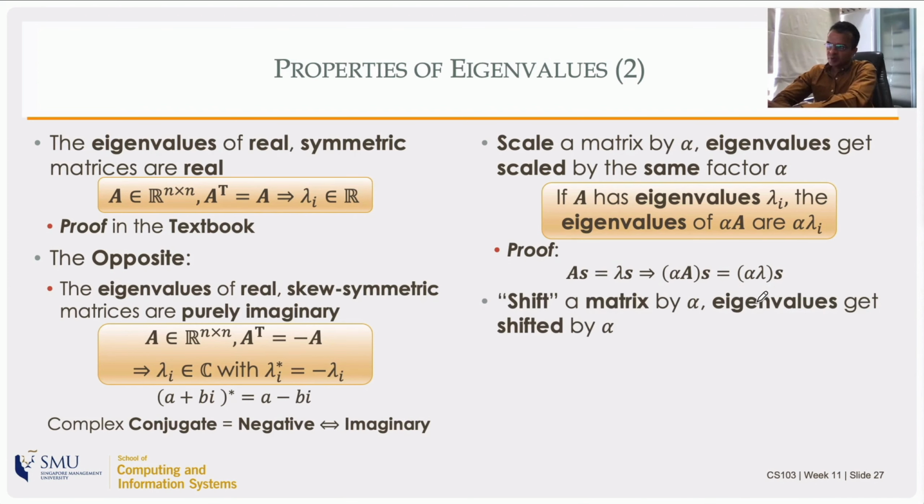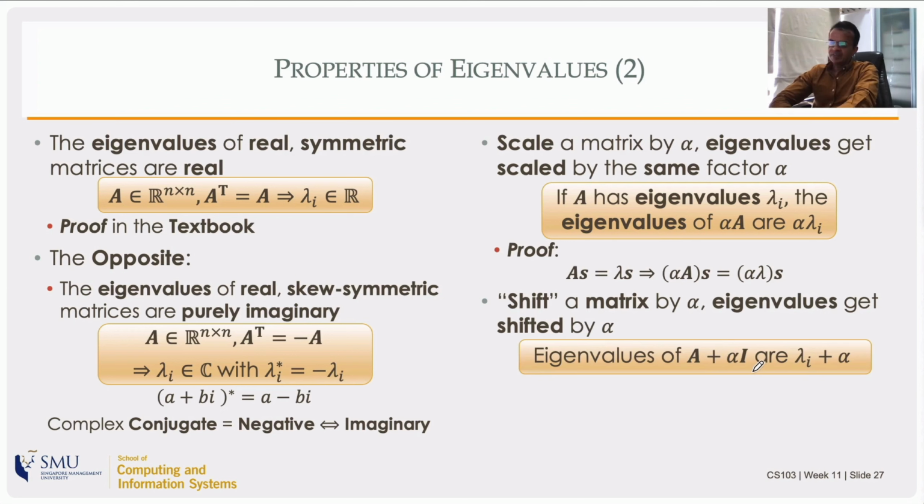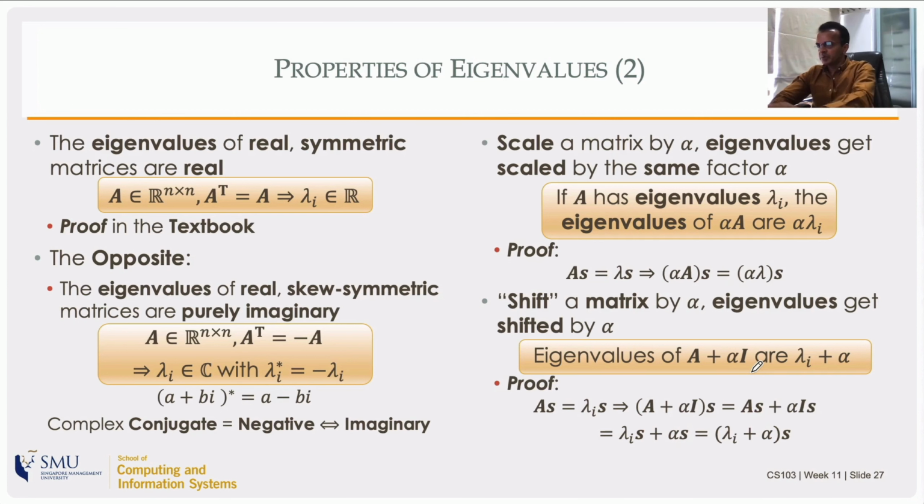The next one also is easy to prove. If you shift a matrix by alpha, I'll tell you what shifting means. The eigenvalues will get shifted by alpha. If you take A and add alpha times I to it, that is what we mean by shifting the matrix. Shift the diagonal elements by alpha. Then the eigenvalues of that shifted matrix will be lambda I plus alpha, where lambda I are the eigenvalues of the original matrix A. Again, easy to prove.